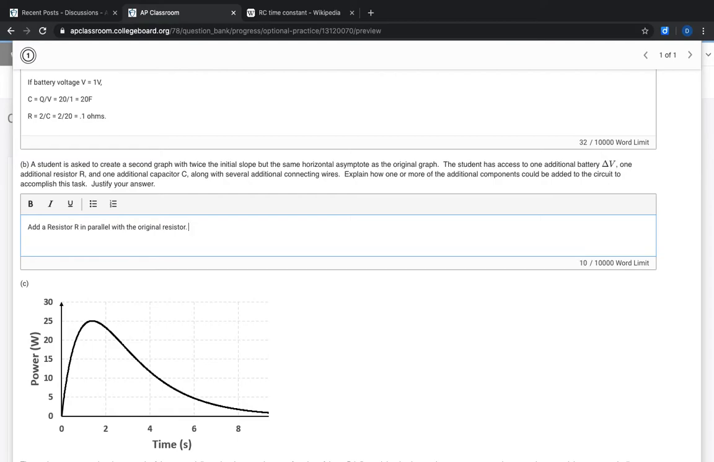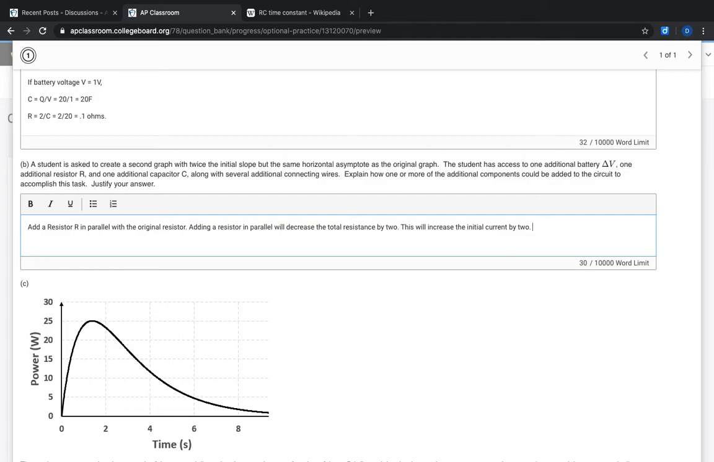And so what we have to do is explain how that's only going to affect the current, but not the final charge. So adding a resistor in parallel will decrease the total resistance by 2, so by 2, this will increase the initial current by 2. Okay, so that takes care of the slope.